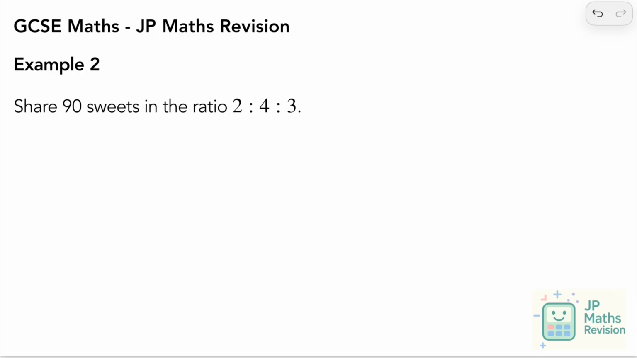Here's another example. So we're sharing 90 sweets in the ratio 2 to 4 to 3. So 2 to 4 to 3 tells us that for every 2 plus 4 plus 3 is 9. So that tells us that for every 9 sweets, one person gets 2, another person gets 4, and a third person gets 3. But we don't have 9 sweets, we have 90 sweets. So we need to scale the ratio up. So to get from 9 to 90, we times by 10.